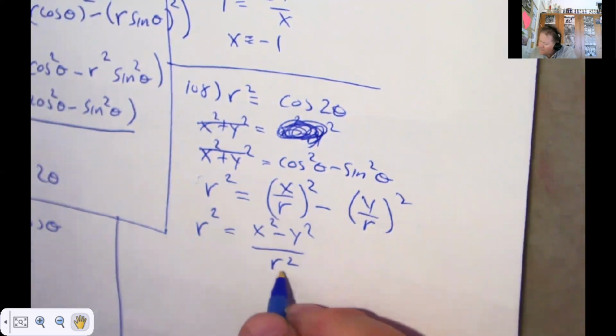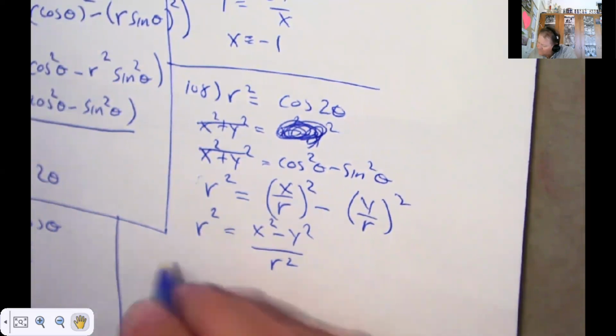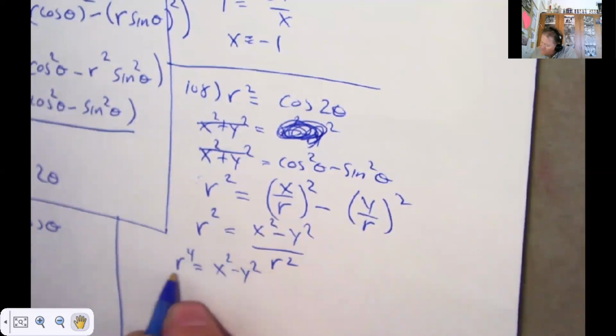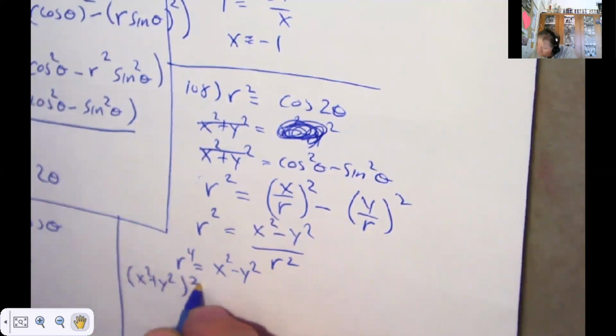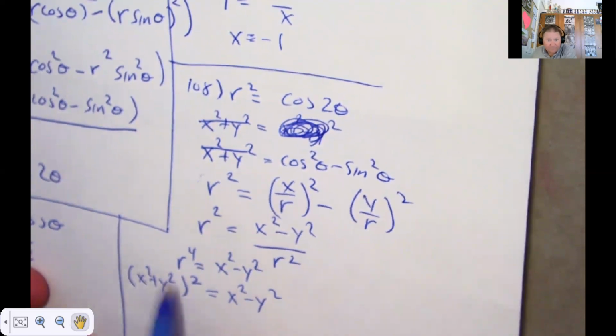Okay, and multiply both sides by r squared. And that would be r to the fourth is equal to x squared minus y squared. And so this would be x squared plus y squared, squared, is equal to x squared minus y squared. And I don't see any way that can be reduced. But let me look in the back. That's it. That's the answer.